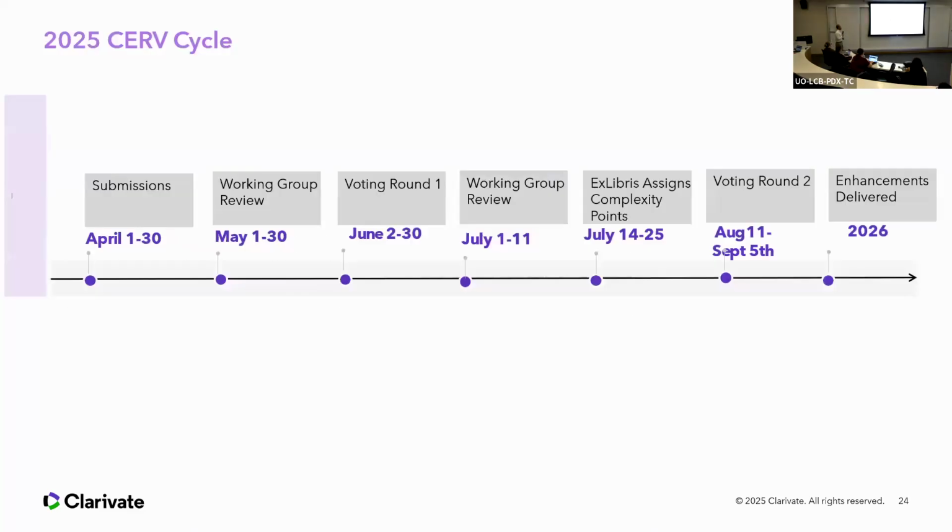So this is sort of what the process looks like in terms of timeline. This is the one we're currently working on. Submissions were back in April, then a lot of review, some voting, another review, and we assigned what we call our complexity points, and voting round 2 just finished. So we're just waiting to see what we're committed to developing next year. We're excited to see what we're going to be doing.